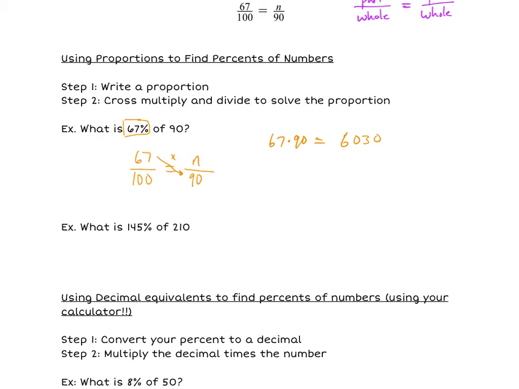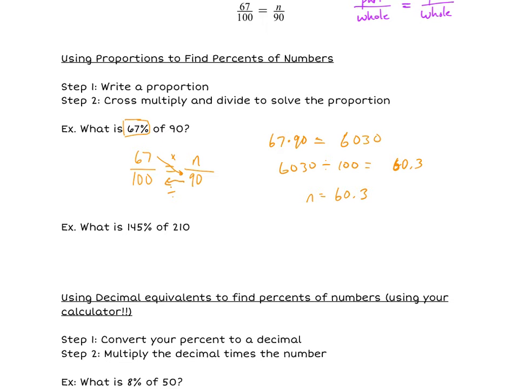Okay. And then the next step is you're going to divide by 100. So 6030 divided by 100 equals 60.3. So if we're talking money, like I did before, you need $90. You have 67%. How much money do you have? 60.3. You have $60 and like 30 cents, right? If that was a money question.